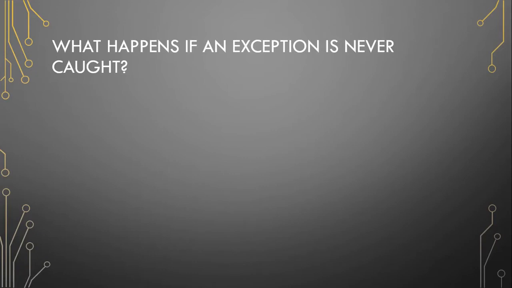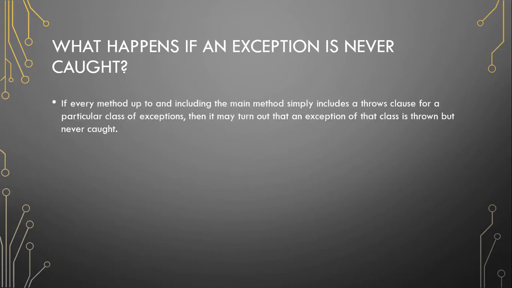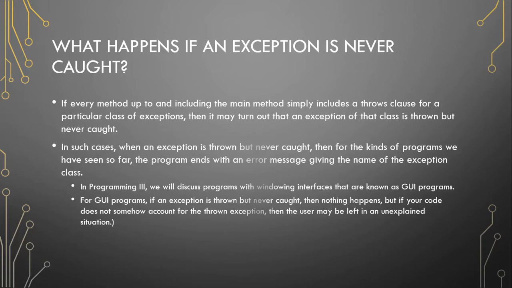So let's take a look in just a moment and examine what happens if an exception is never caught. If every method up to and including the main method simply includes a throws clause for a particular class of exceptions, then it may turn out that an exception of that class is thrown but never caught. In such cases, for the kinds of programs we've seen so far, the program ends with an error message giving the name of the exception class.